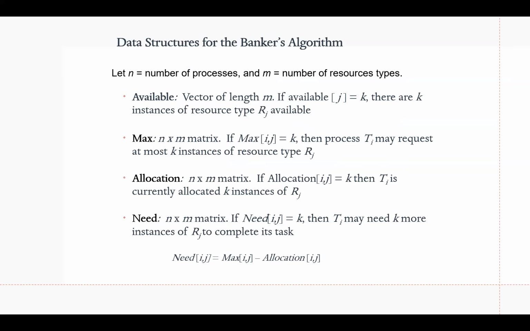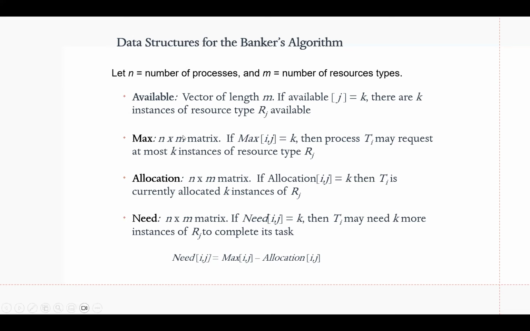Now, to implement the banker's algorithm, we need to have some data structures. You can see the data structures for the banker's algorithm here on the slide. Let's suppose n is the number of processes and m is the number of resource types. So the following data structures will be required. First one is Available. It is a vector of length m. If Available[j] equals k, it means there are k instances of resource type Rj available in the system.